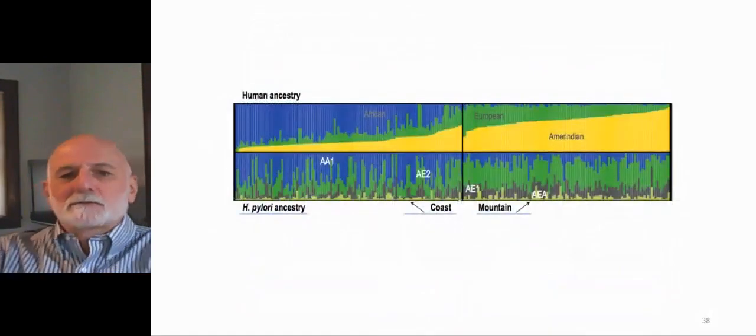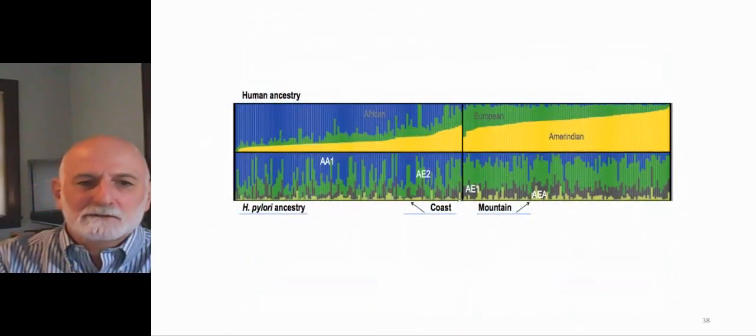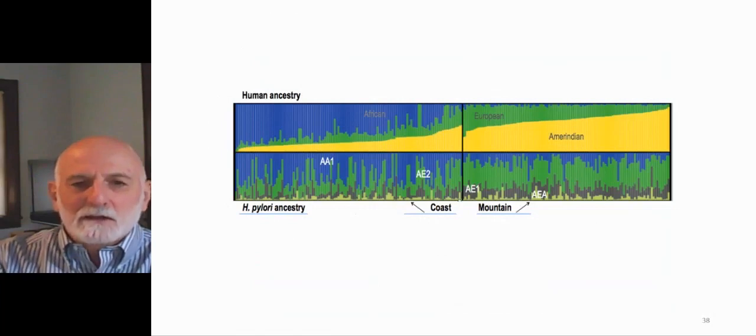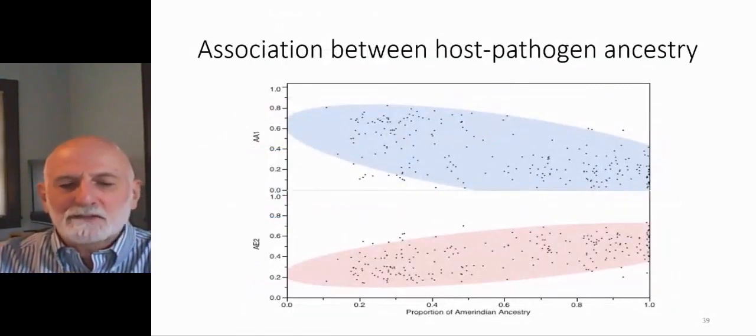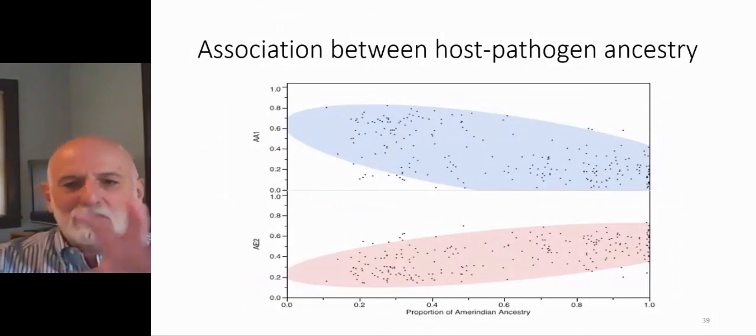And this is a similar view to what I showed before, but on the left-hand side is the coast, on the right-hand side is the mountains, and each vertical line going down is the human ancestry, and for the same individual going down, it's the H. pylori ancestry. And you can look at this cluster plot. Basically, the top half is the African 1 ancestry of the bug, the bottom half is the European, and along the x-axis is the proportion of Amerindian ancestry. So you can see as Amerindian ancestry increases for the humans, so does the European ancestry. And as Amerindian ancestry increases in the humans, the African ancestry decreases. And that is where we got the idea to do this when we saw this plot.